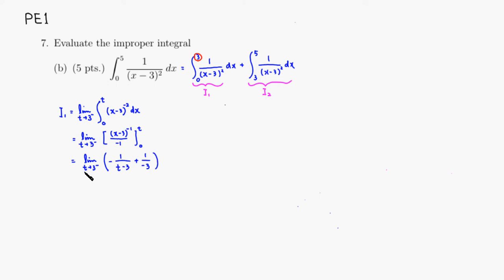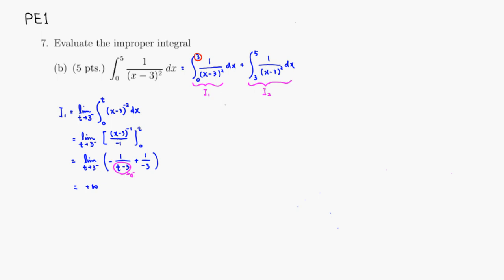As t approaches 3 from the left, you can see that the denominator approaches 0 from the left. You can think of it as slightly smaller than 3, so it's going to be negative. So 1 over something really close to 0 but negative is negative infinity. But we have a negative sign, so it goes to positive infinity. So this is positive infinity minus 1/3, which is still positive infinity.